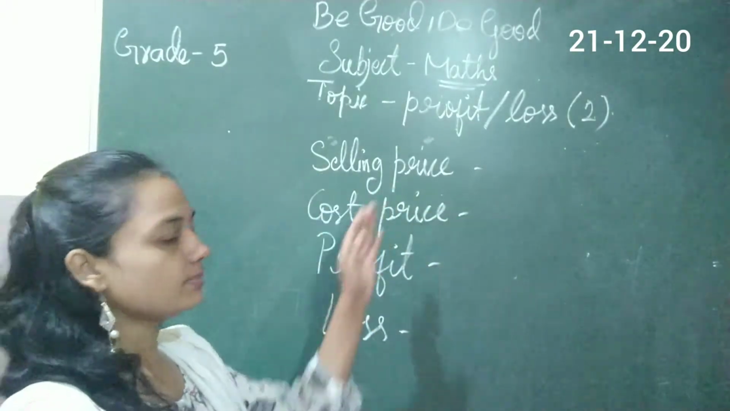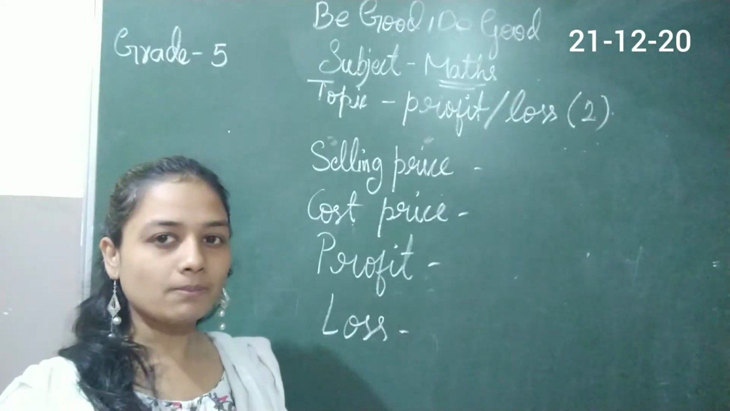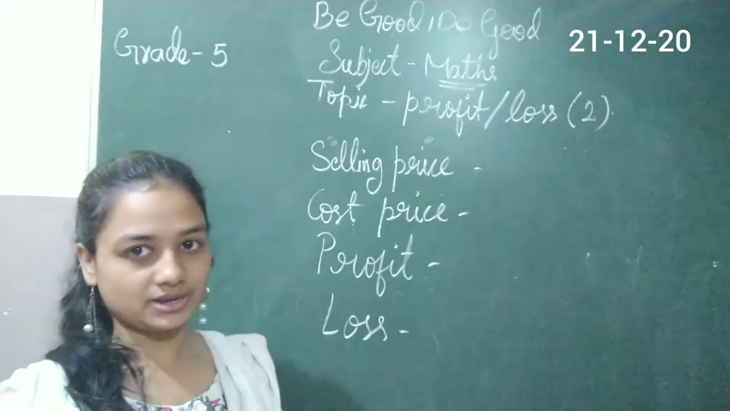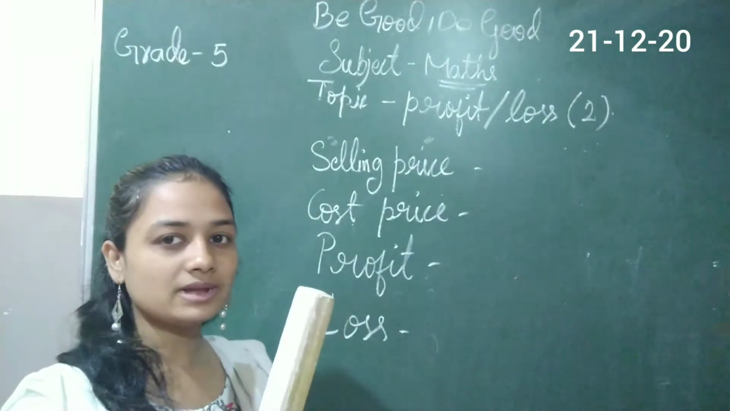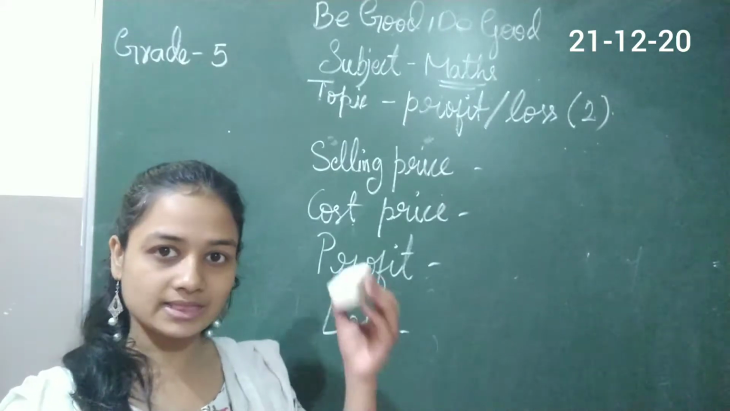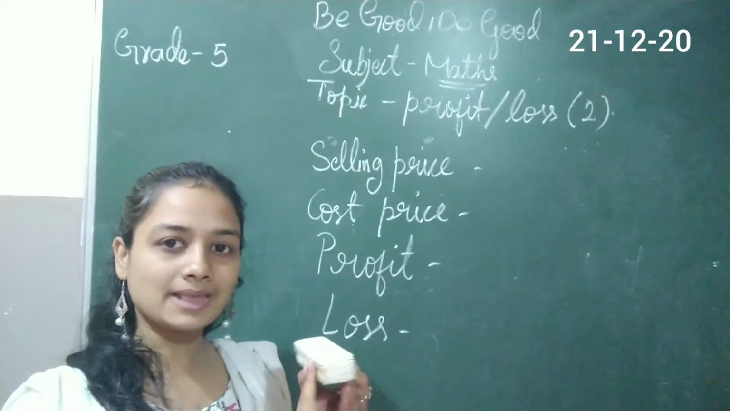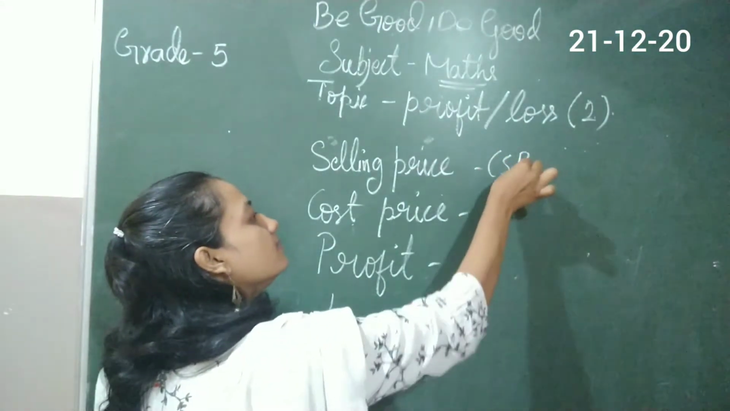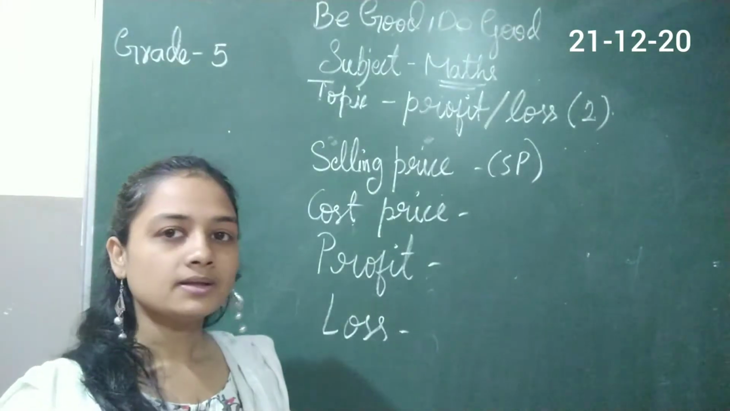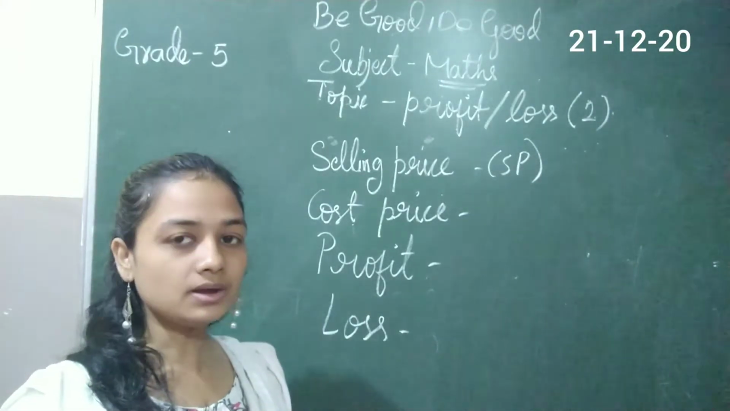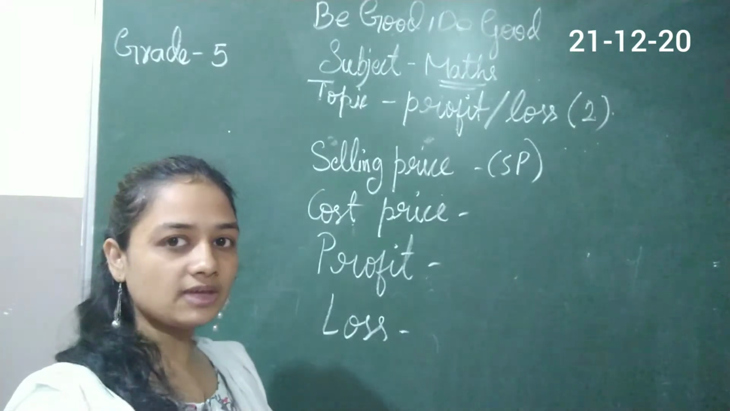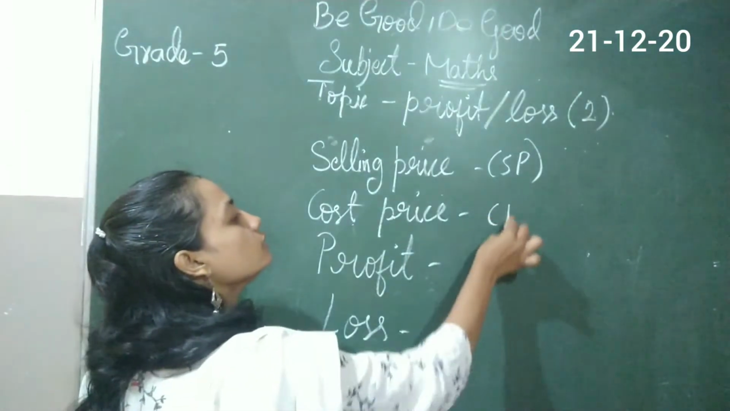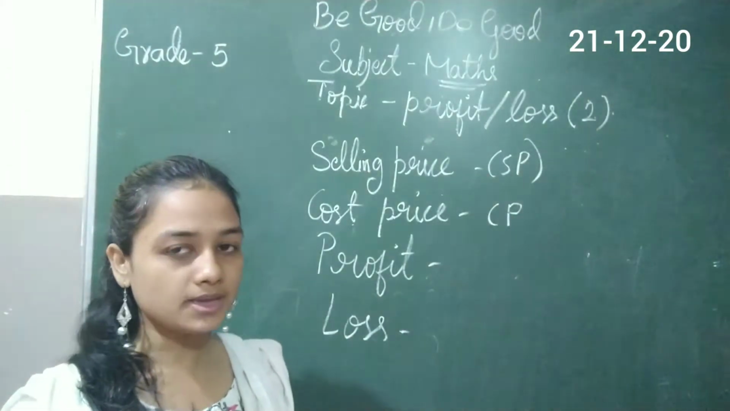So what is selling price? The amount or the price, or you can also say cost, that we sell the object. Example, if I am selling this duster, for how much rupees I am selling this duster, that will be the selling price. And short form I write SP. Same way, if I am buying something from others, the price which I give to buy the object is called the cost price. Short form is CP.